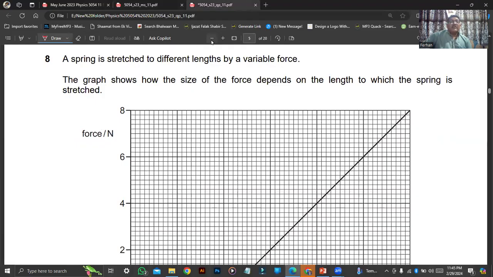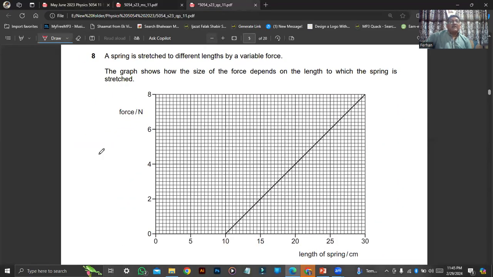Next question is question number 10. A spring is stretched to different lengths by variable force. The graph shows how the size of the force depends on the length to which the spring is stretched. On the x-axis, the length of the spring is given. On the y-axis, the force is given. When the force is 0, the length is 10. That means the unstretched length is 10. L naught is 10, the unstretched length.